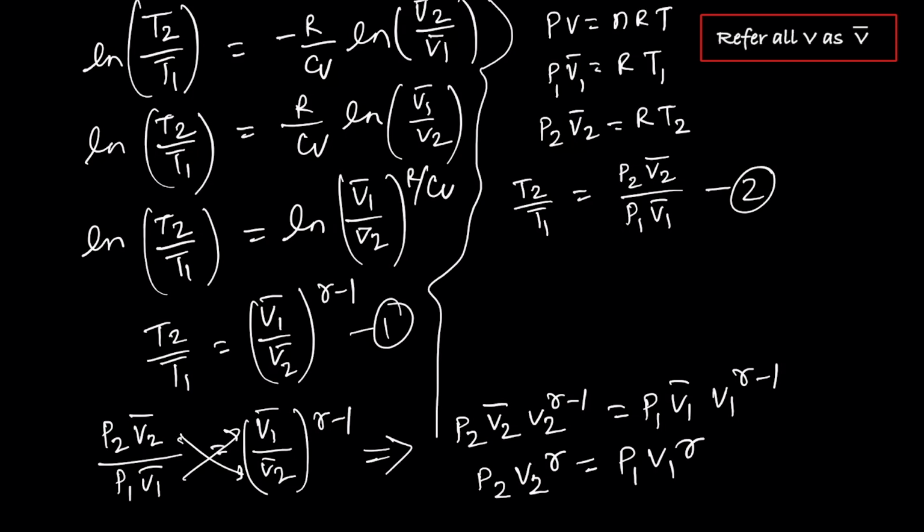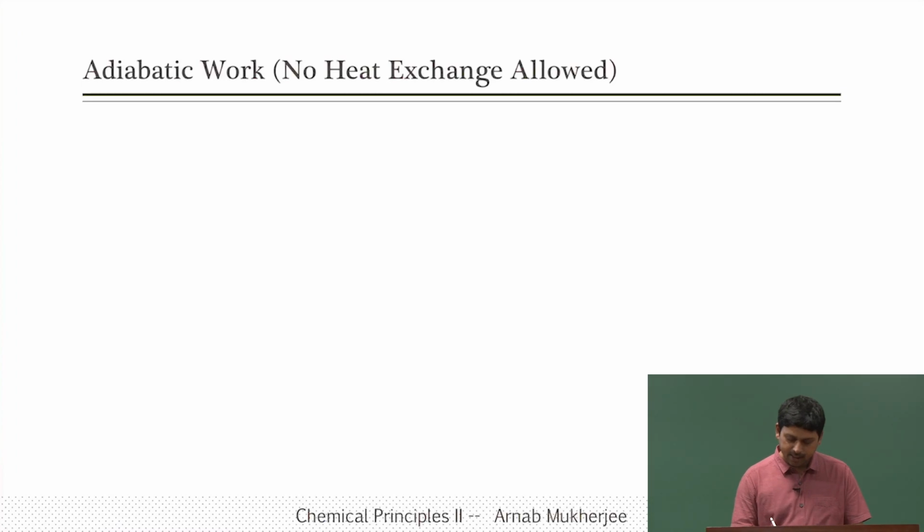So, for an isothermal case, remember what was the case? P V equal to constant, but for an adiabatic case we get P V to the power gamma equal to constant. That is the difference between isothermal and adiabatic case.